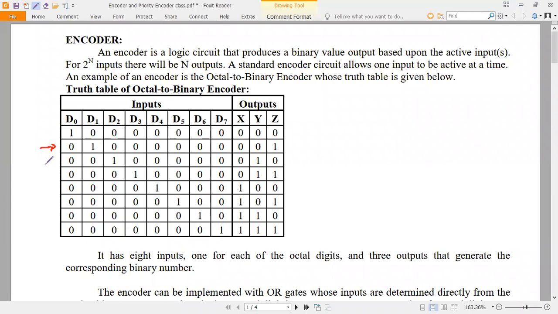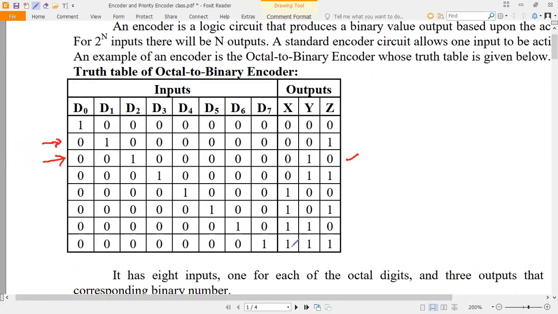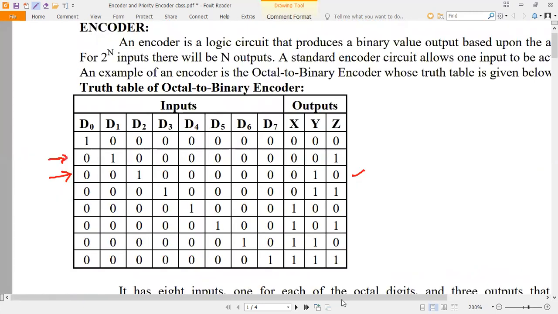Let us see the third row. D2 is equal to 1, remaining inputs equal to 0. So here you are going to get the output as 0, 1, 0, which is the binary equivalent of the octal input 2.